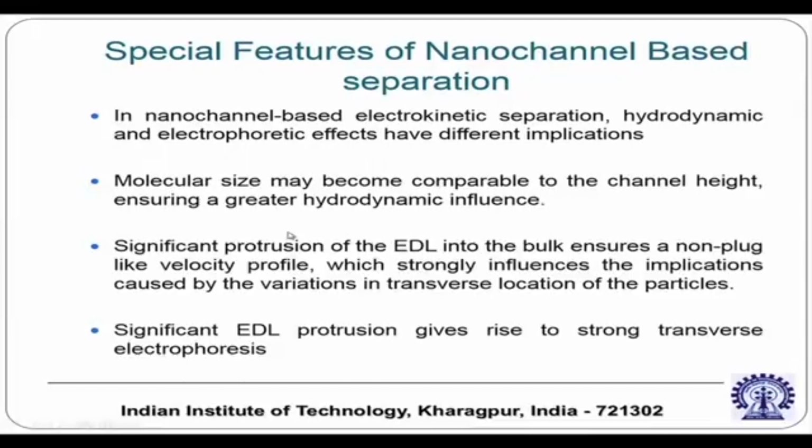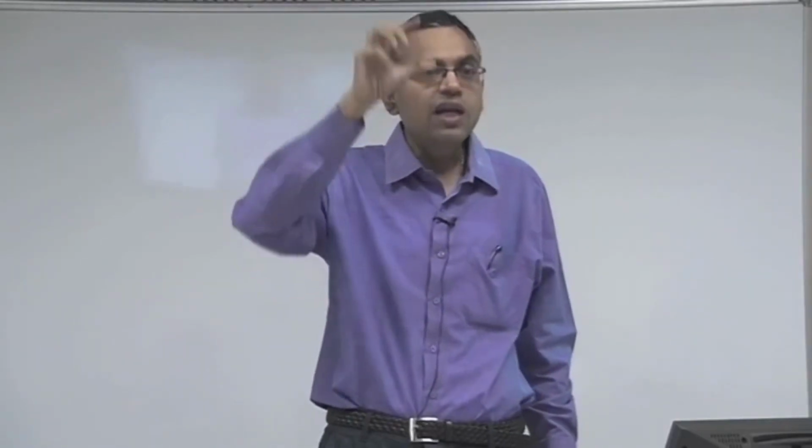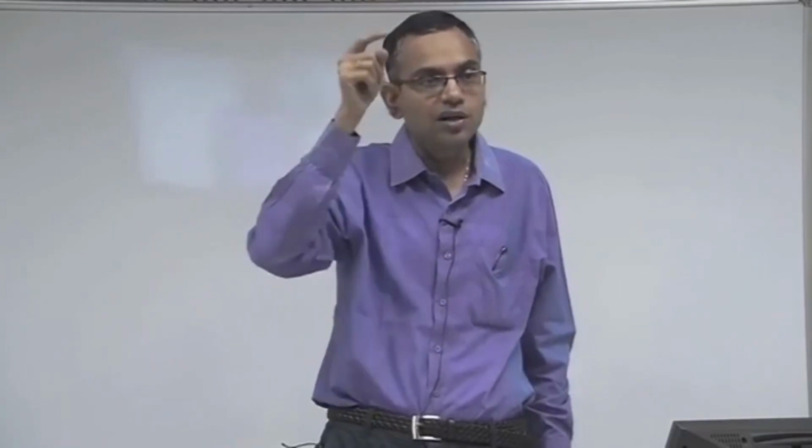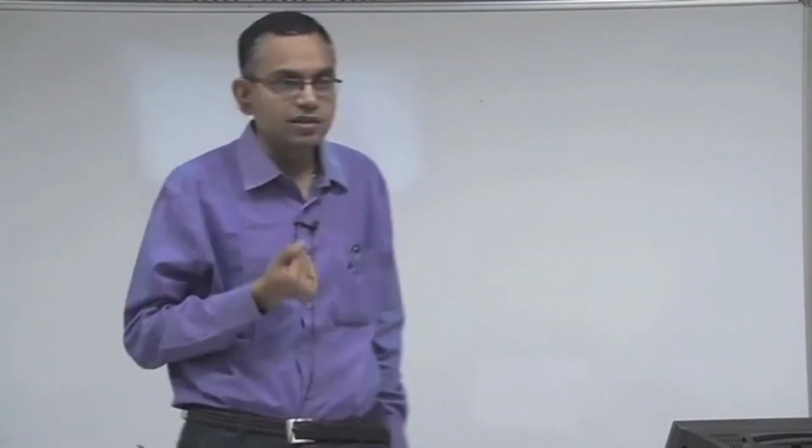Then molecular size in nanochannels may become comparable to the channel height, ensuring a greater hydrodynamic influence. Significant protrusion of the electrical double layer in the bulk ensures a loss of the plug like velocity profile. So the uniformity of the velocity profile in the electroosmotic flow is based on the thin electrical double layer assumption, because the gradient will be there within the electrical double layer. If the electrical double layer is thick, then the gradient will be very strong and then the uniform velocity profile will be lost. That will significantly affect the dispersion process and the separation process. Okay.